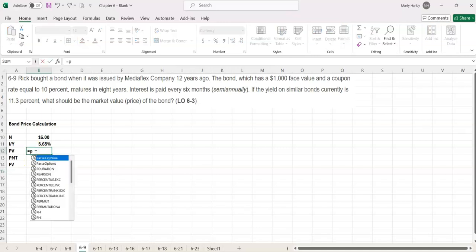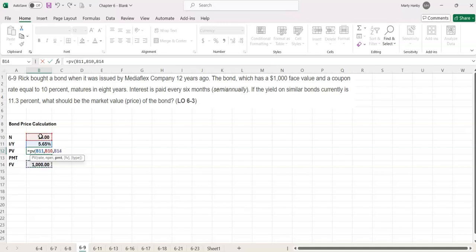And so that equals PV. So rate, comma, number of periods, comma, then our payment, comma, and then future value.